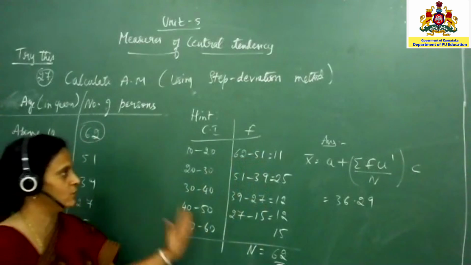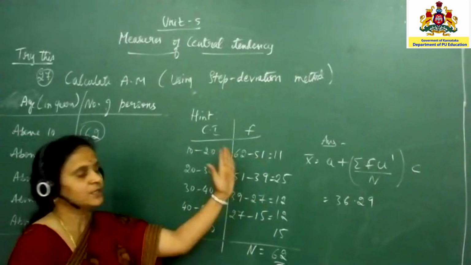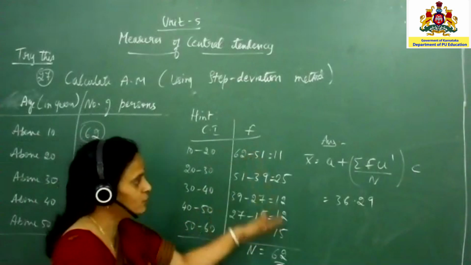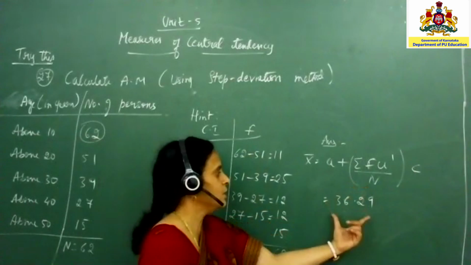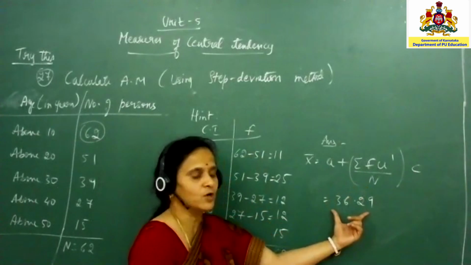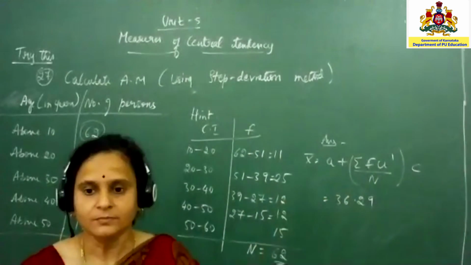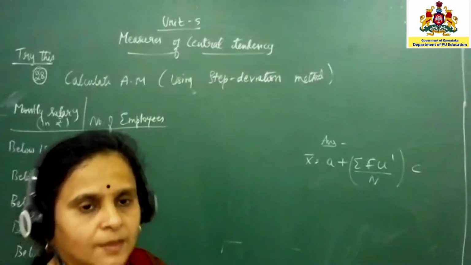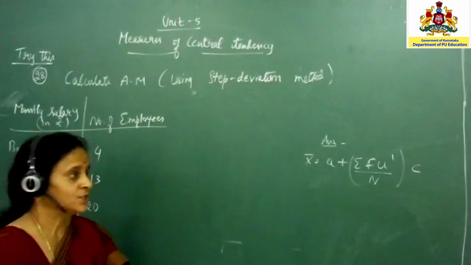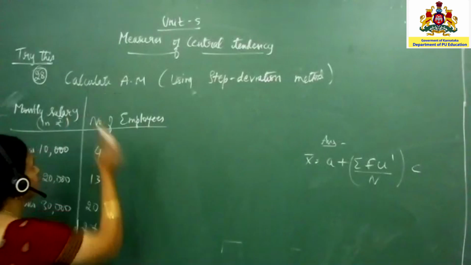Exclusive class interval you have, frequency you have. Next, get the remaining columns and try to work out this by using this formula, step deviation method. So you are getting the answer as 36.29. So try this problem. So same way, try one more problem. This is 28th problem, right?